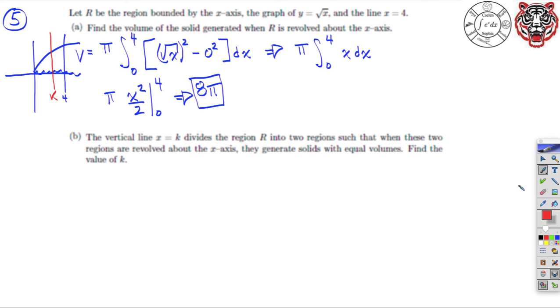All right, so we can set this up algebraically. Here we go. I'm not quite sure how to solve this either, so I'm just going to go for what my intuition says. My intuition says make two separate integrals. This is from 0 to k and from k to 4, and set those two integrals equal to each other.